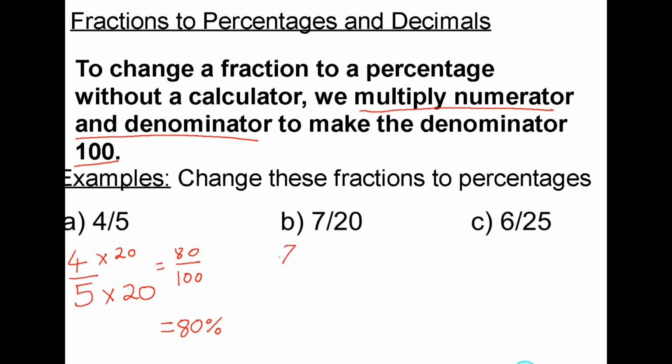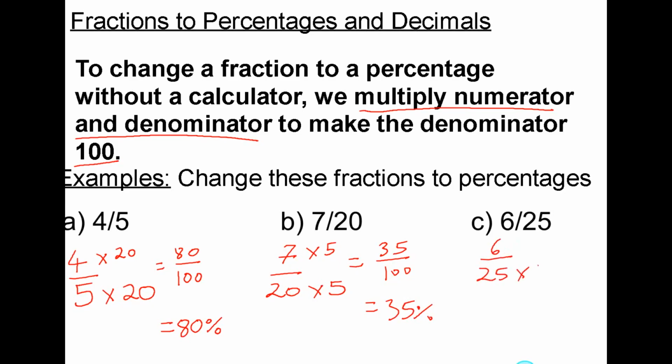For B, I'm going to do a very similar thing. I'm going to multiply the numerator and denominator by the number that I need to multiply 20 by to get 100. 20 multiplied by 5 is 100. So I need to multiply the top and the bottom by 5, which will give me 35 hundredths, which is 35%. Lastly, 6/25, I need to multiply the top and the bottom by 4, giving me 24 hundredths, which is 24%.